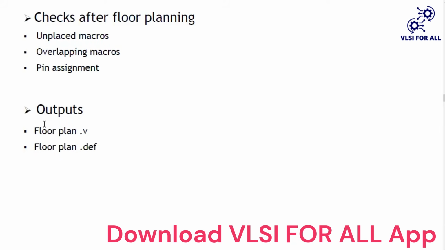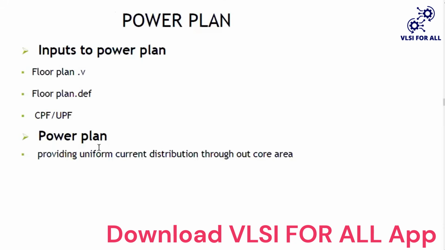Then next we can see the power plan. The power plan is nothing but a process to place the power connection to every standard cell and every macro in the design. The power is distributed to all macros and all the cells in the design, VSS and VDD connections, based on the UPF.